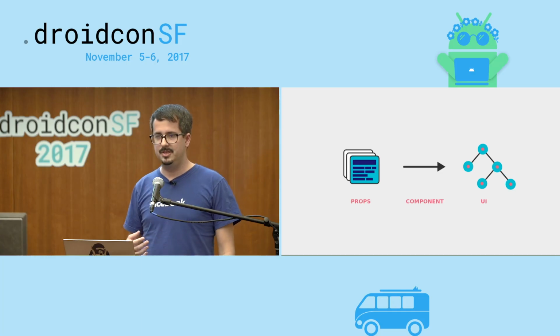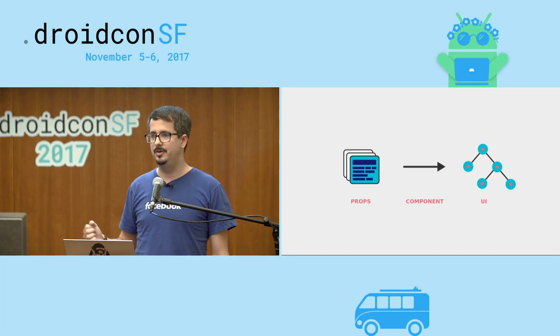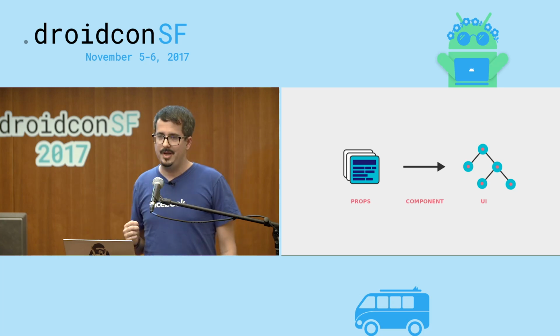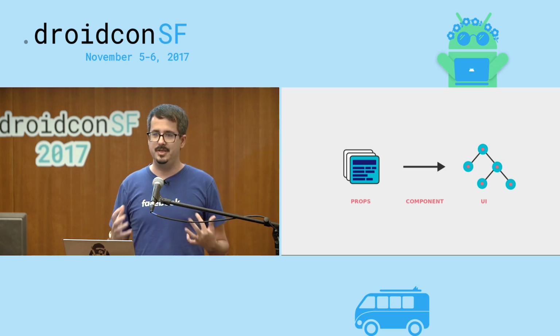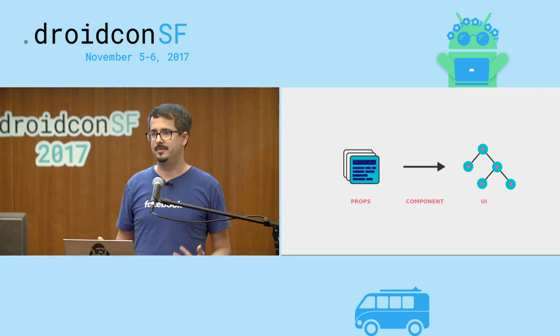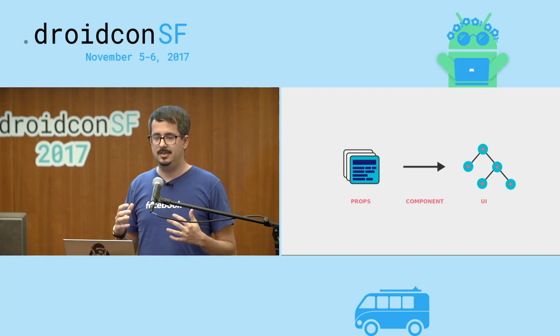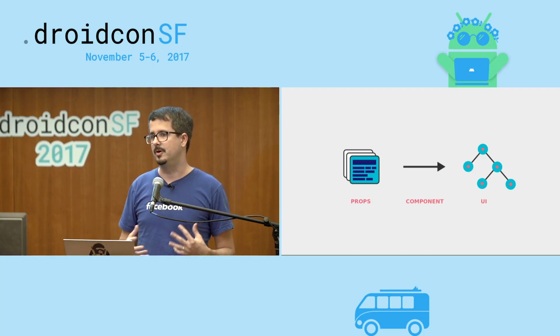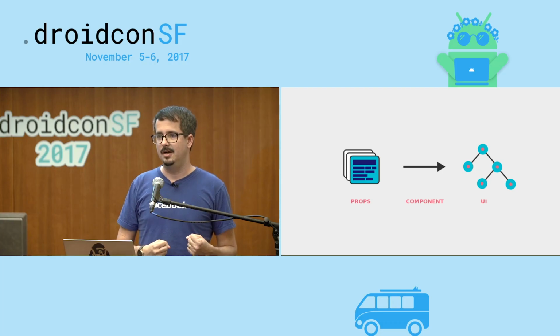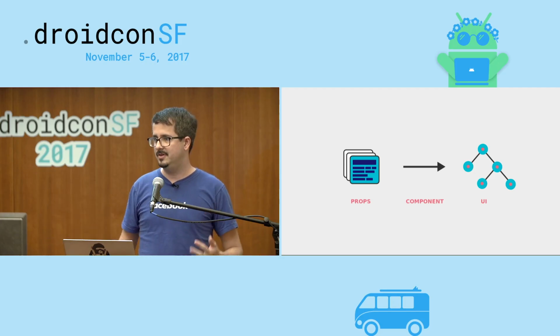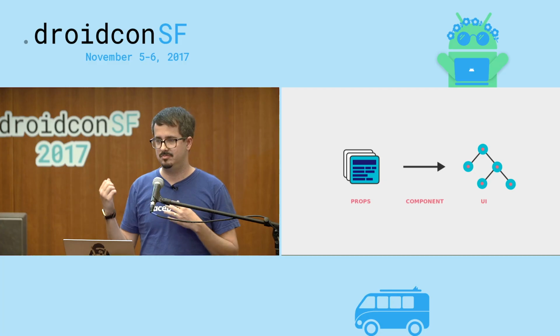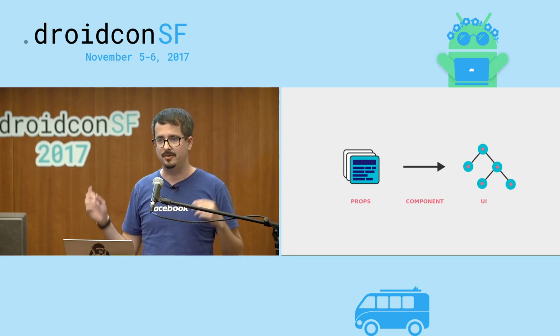So Litho follows the React programming model. Who here is familiar with React? Cool. So React brings a more functional style way of thinking about UI. So the idea with the React programming model is that given immutable props, immutable inputs, you're going to generate a UI. So instead of mutating a tree over and over, every time you need to build a UI, you just get inputs and generate the UI from scratch.